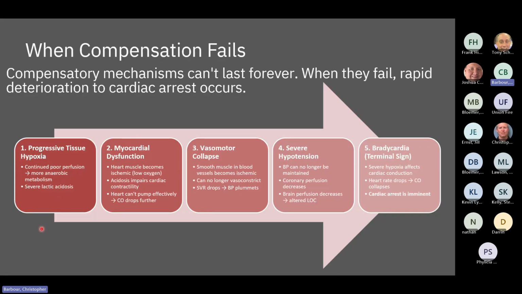So what happens when this stuff fails? Kids will keep going and keep going and keep going, and then they stop. So you have progressive tissue hypoxia, which is what I was talking about with the lactic acidosis. Your heart will start to lose its contractility as that acidosis builds up. The smooth muscle starts to die off, and your BP drops. Once you get down here to the end, you're going to see somebody who's going bradycardic.